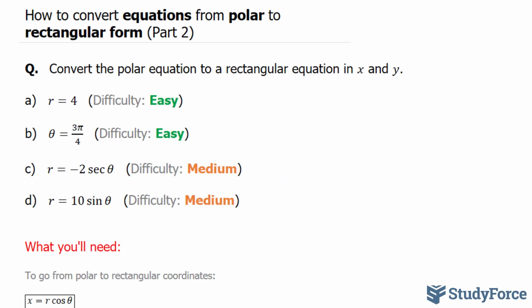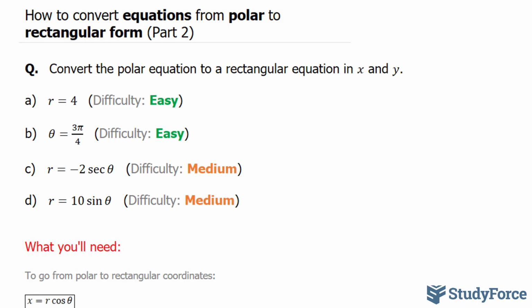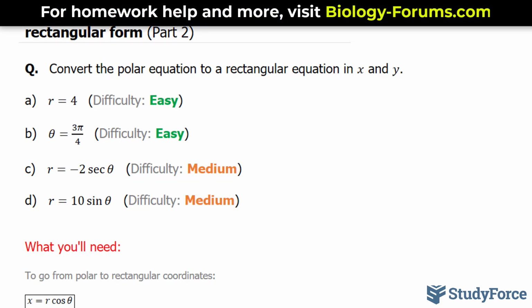In this lesson, I'll show you 4 more examples on how to convert equations from polar to rectangular form. The question asks, convert the polar equations to a rectangular equation in x and y. Let's start with A. In A, we have r is equal to 4. This is telling us that we have a circle of radius 4, the circle centered right in the middle.